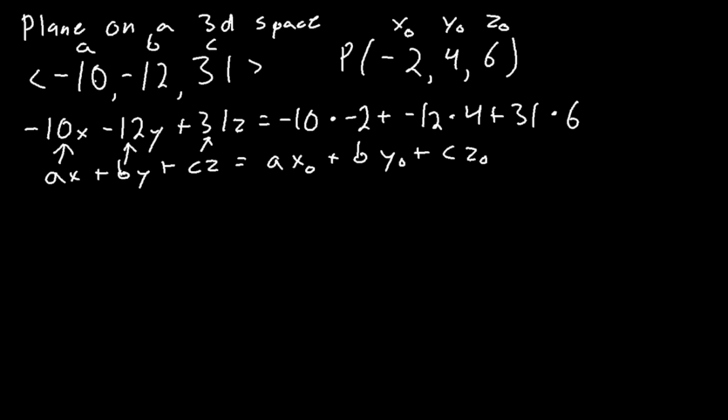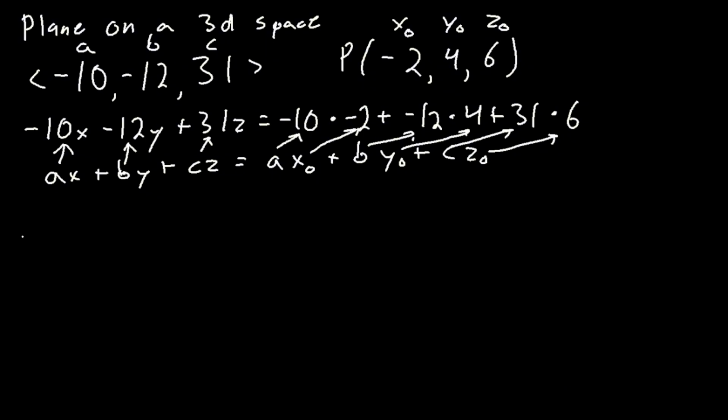And A is -10, so we put A back up here. X null is -2, so we put -2 here. B is -12, so we put B here, and so on and so forth. And I don't think I can even draw any more of the arrows. I'll try. This works. Okay, yeah. So I got C, 31 again, and Z null, the Z component of the point. It's not that bad. All you need are two things. Remember, normal vector and a point on the plane.